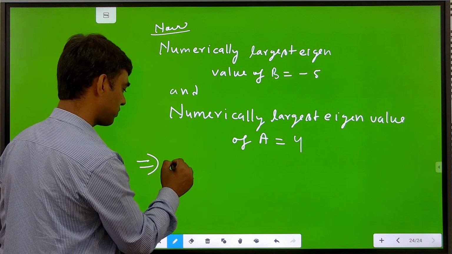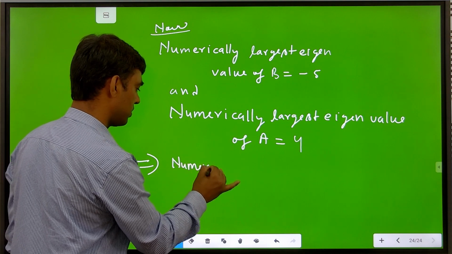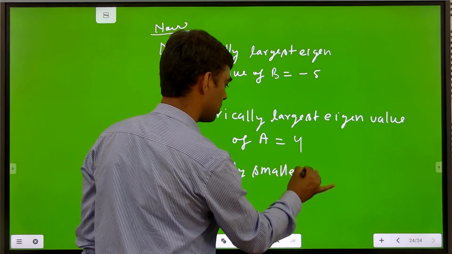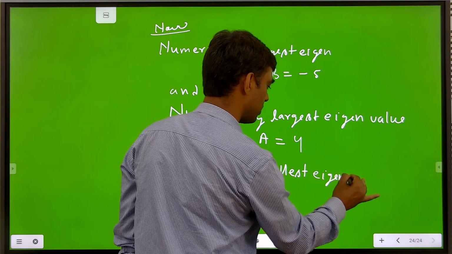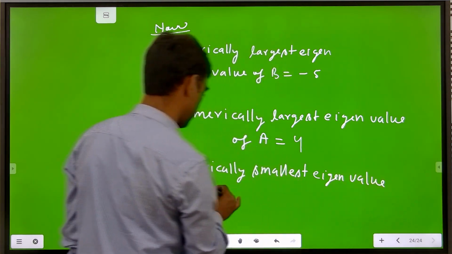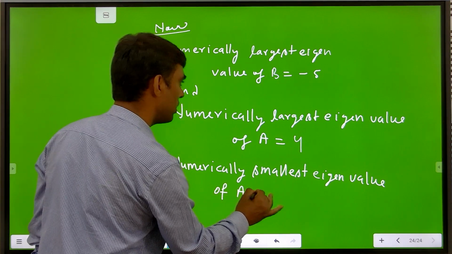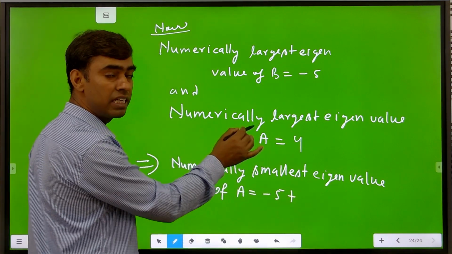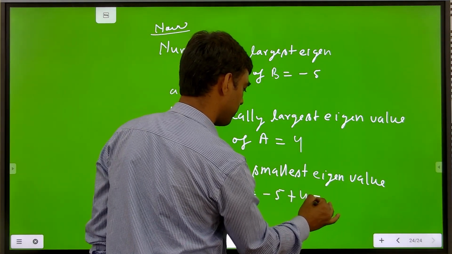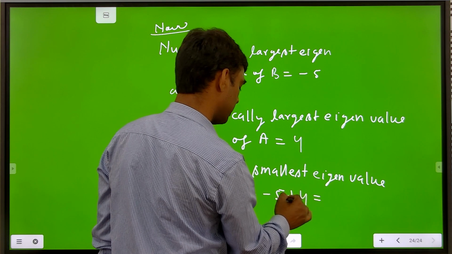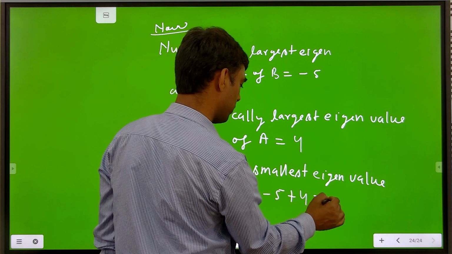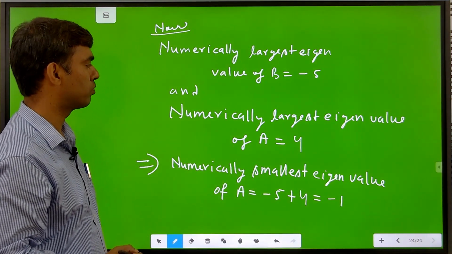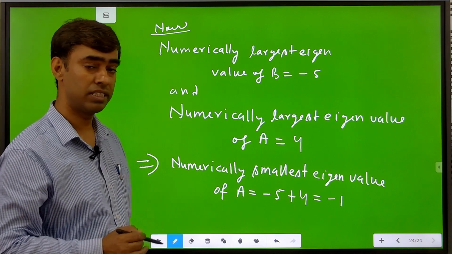So, numerically smallest eigenvalue of A equal numerically largest eigenvalue of B, minus 5, plus numerically largest eigenvalue of A. If we simplify this expression, then minus 5 plus 4 become minus 1. So numerically smallest eigenvalue become minus 1, and numerically largest eigenvalue is already given, 4.